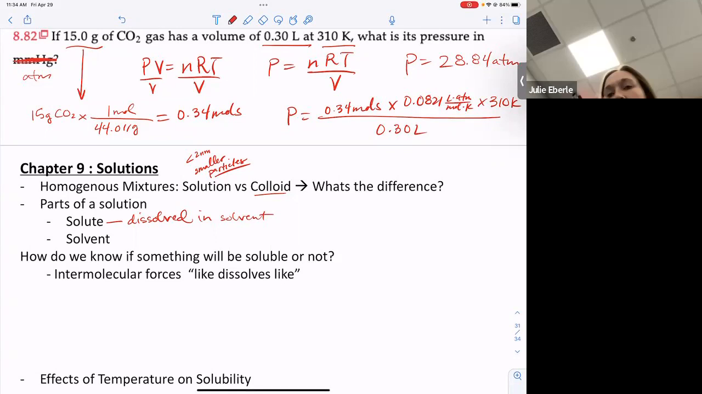Solvent. I don't always have the best time finding it. It's just what's dissolving the solid, present in greater amount.